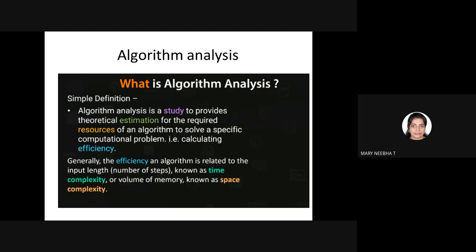Okay, so space complexity mainly deals with the volume of memory. So memory, what we speak of here, is the data we store in the primary memory. And the time complexity, what we speak of here, is the total time required for execution of the program.